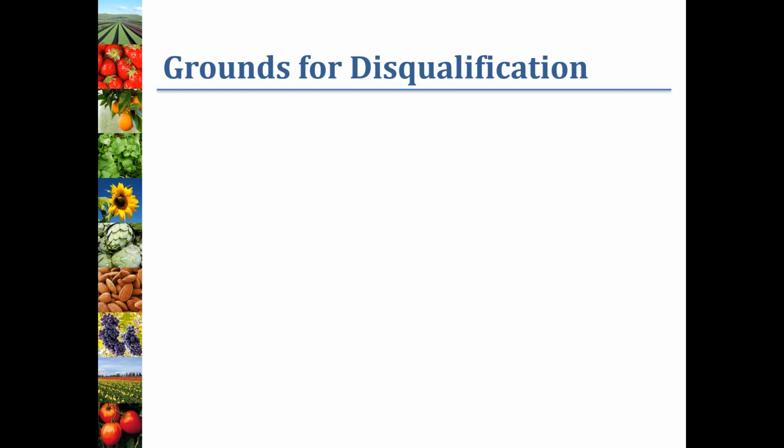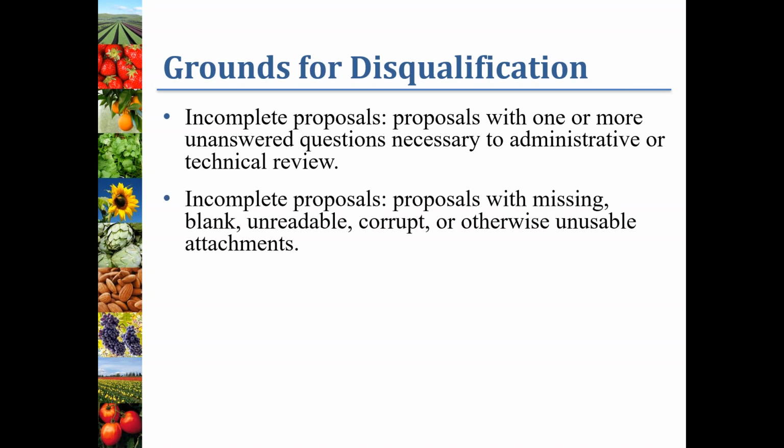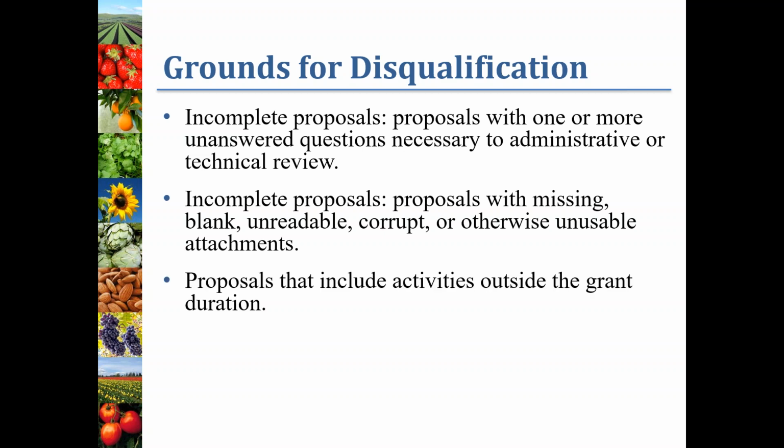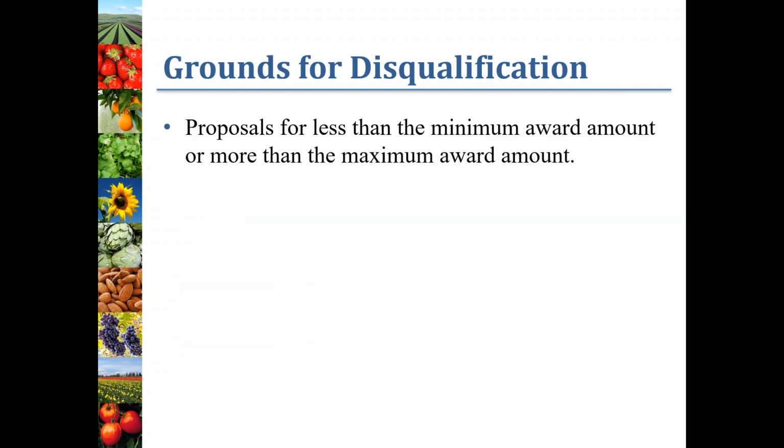Please note that any of the following may result in the disqualification of a project proposal. Incomplete proposals, including proposals with one or more unanswered questions necessary for administrative or technical review. Incomplete proposals, proposals with missing, blank, unreadable, corrupt, or otherwise unusable attachments. Proposals that include activities outside the grant duration. Proposals that include additional content or documentation of any kind to circumvent the character limitations within the FAST system. Proposals for less than the minimum award amount or more than the maximum award amount.